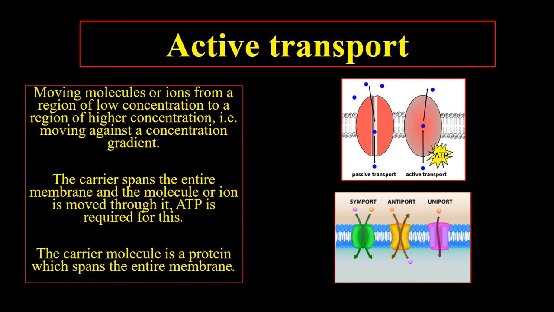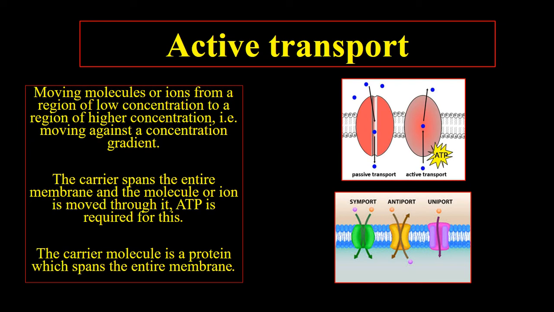Active transport takes place by means of carriers in the cell membrane. The carrier molecule is a protein which spans the entire membrane. The substance to be transported becomes attached to the carrier on one side of the membrane, and the configuration of the carrier molecule then changes in such a way that the substance is moved through it to the other side of the membrane. The necessary energy comes from the hydrolysis of ATP.